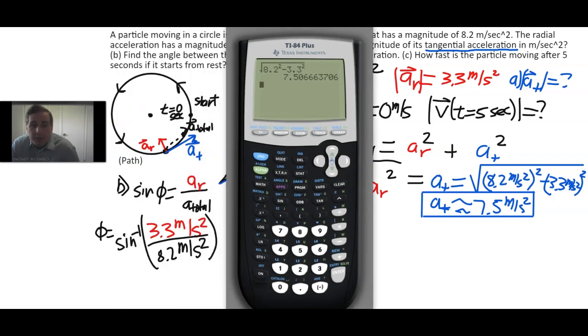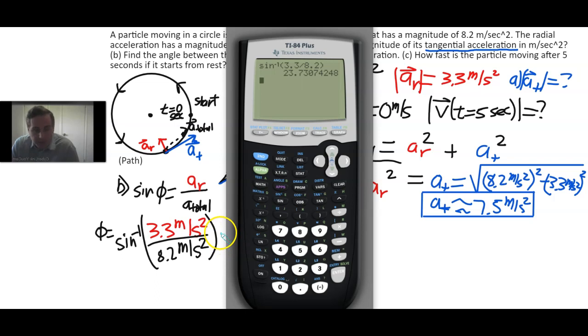Now, for this problem, we certainly have to make sure our calculator is in degree mode because we're looking for things in degrees. So I clicked on mode, scrolled down to where it's radians, went over to degrees, and hit enter. Then I'll second quit out of this, clear, and do second sine, which is inverse sine, of 3.3 divided by 8.2, and this should give us an angle in degrees. So let's write this down: about 24 degrees, again, to 2 significant digits.